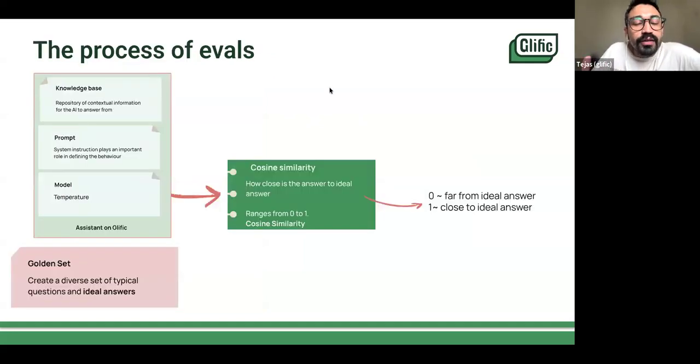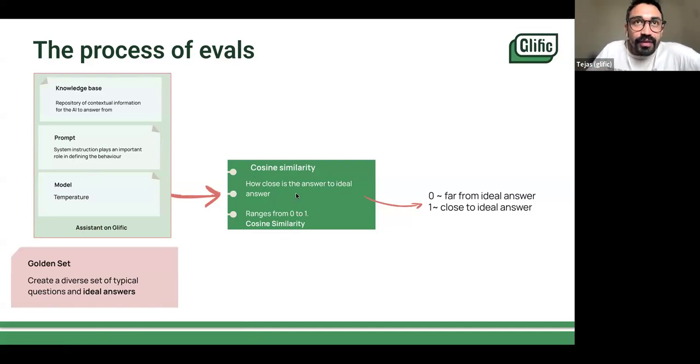What we need to run one process of eval, apart from the assistant, is to curate a golden set of question and answers. I'll give more details about what this is. But basically, if we have the assistant and a golden set of question and answers, and we run the eval, what we'll get initially on the platform is a score called the cosine similarity score. Think of it as a similarity score.